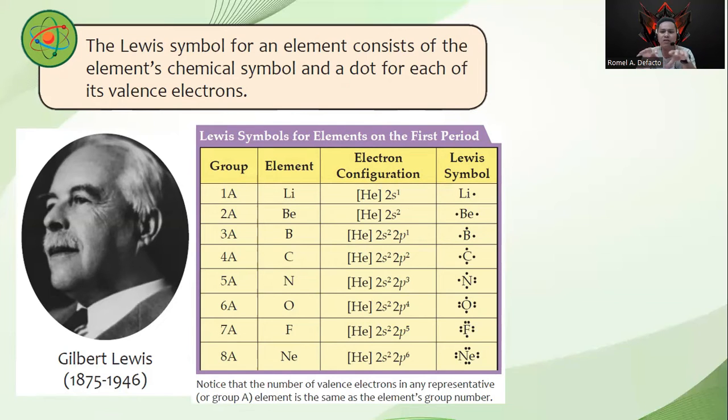Basically, there's no specific way of writing the dots. Others say it should be clockwise, or counterclockwise, or whatever. But you should always remember to take the direction into consideration. For example, in this case, we start here on the right side. Then when we proceed with group 2A, we add another, and then 3, and then 4, and so on and so forth. So it's not specific whether you should always start to the left or to the right. It depends upon your author.